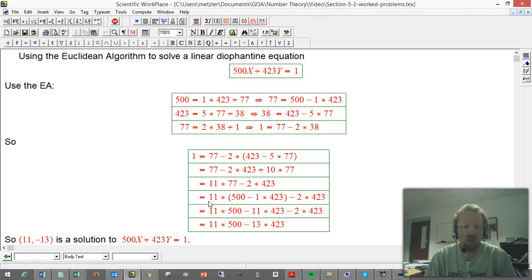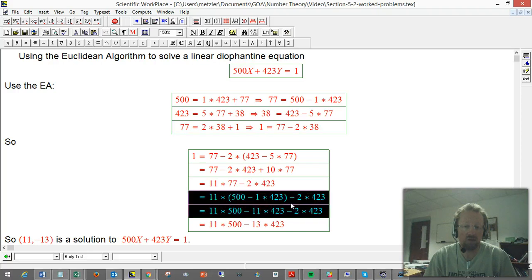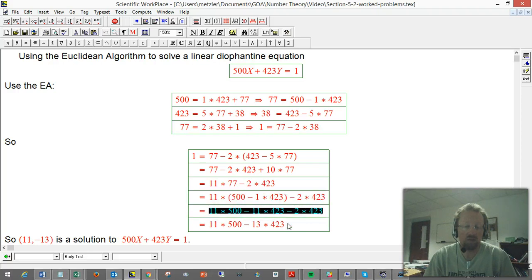Okay, so now the 423 is actually already good, but the 77 is not what I want it to be. But of course, why was 77 in the calculation in the first place? It was the remainder of the first division involving 500 and 423. So that tells me how to express 77 in terms of 500 and 423. I just substitute that in, I distribute, and then I simplify. Voila! I've expressed 1 as a combination of 500 and 423.